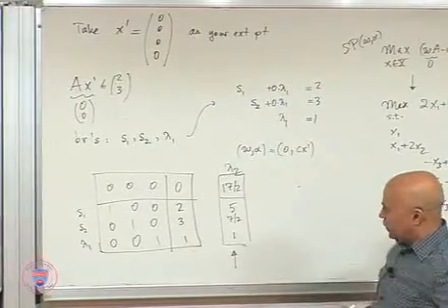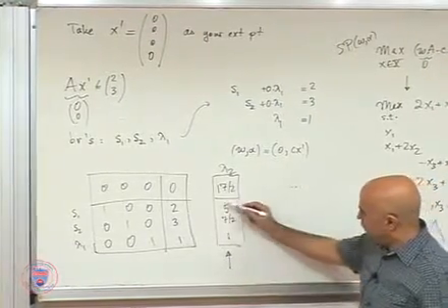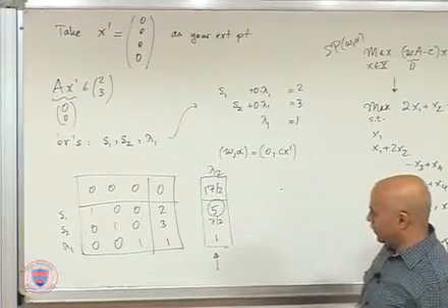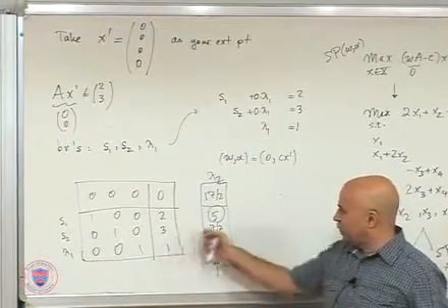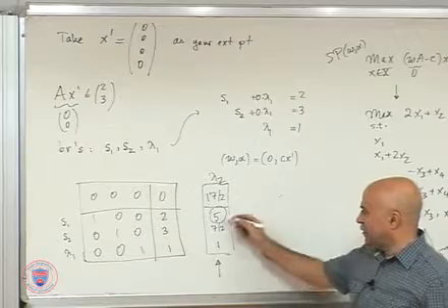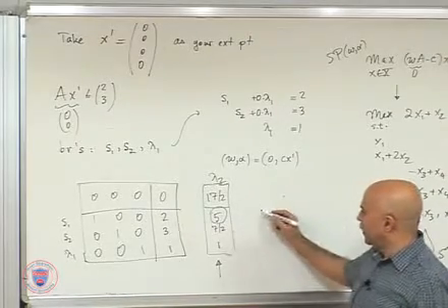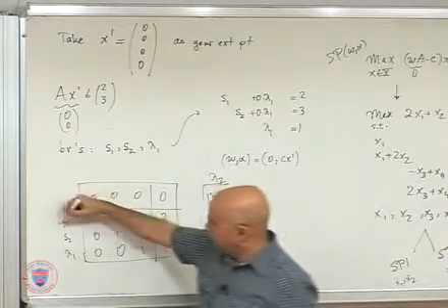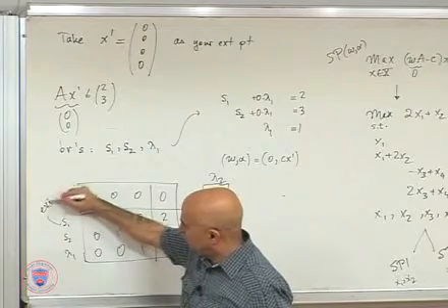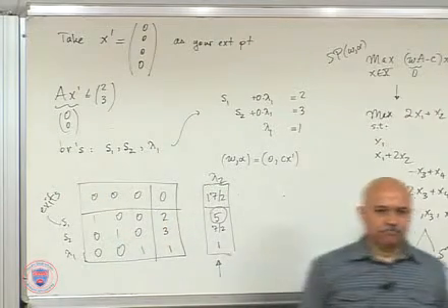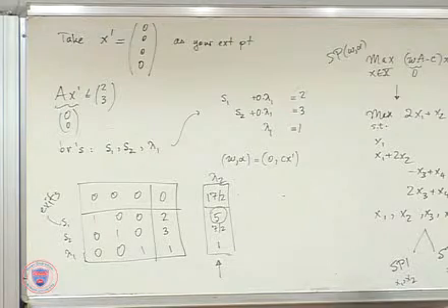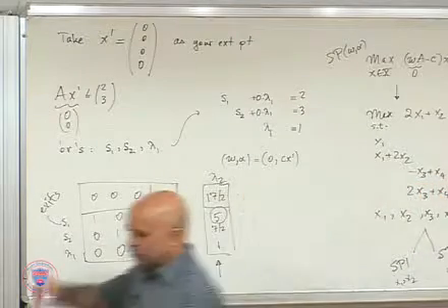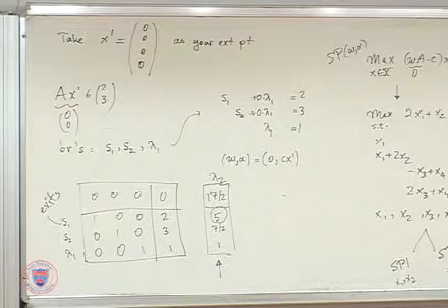All right, what is the minimum ratio here? I pivoted on this one, so that should be the minimum ratio. 2 over 5, 3 over that, 1 over 1. Yeah, so S1 exits. Okay? And then you pivot to get the new tableau.